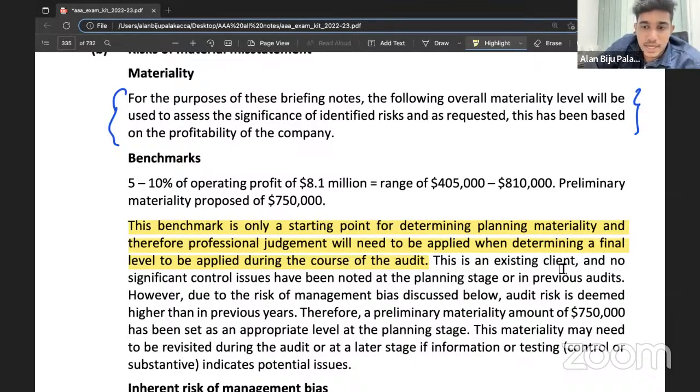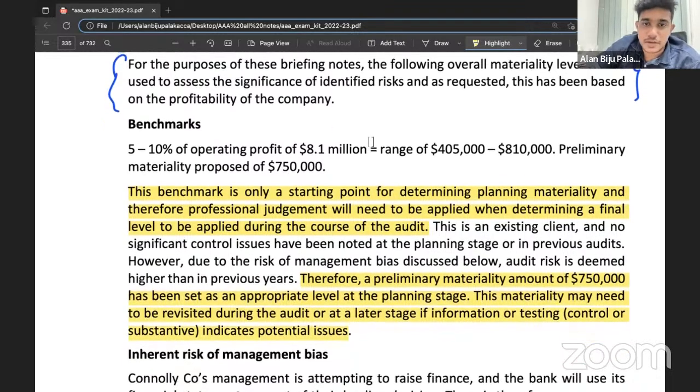This is an existing client. No significant control issues have been noted at the planning stage. However, due to risk of management bias discussed, audit risk is deemed to be higher than the previous year. Therefore, preliminary amount of materiality is 7,50,000, which is appropriate at the planning stage. Materiality needs to be revisited during the audit or at a later stage if information or testing indicates potential issues. So they have given us.